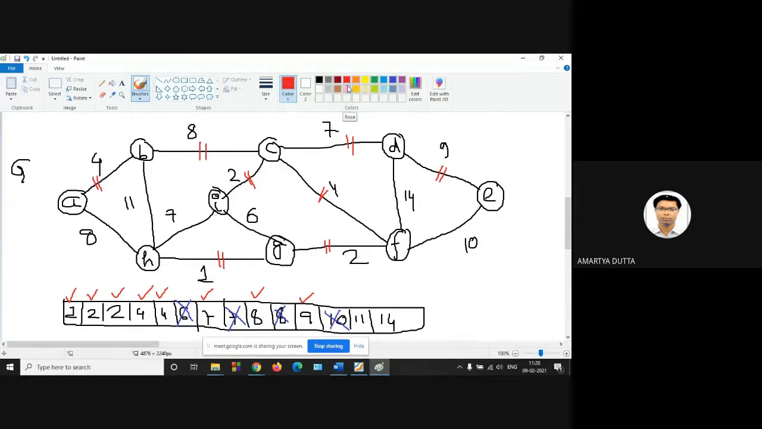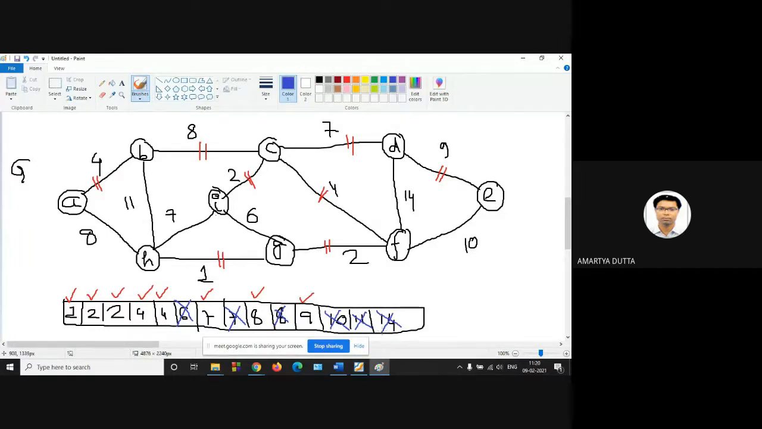Next one is 11. Can you take this 11? No, sir, because again it forms a cycle. That's why delete this 11. Next one is 14. We can't take that, because C, F and D form a cycle. So again we can't take this 14.